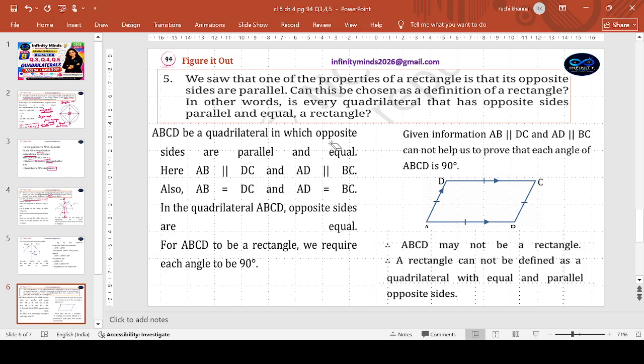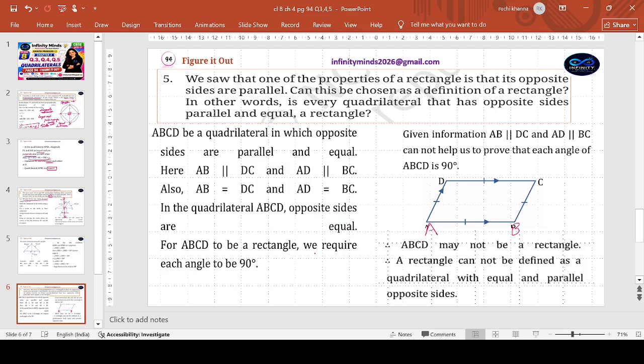Let ABCD be a quadrilateral in which opposite sides are parallel and equal. So your ABCD is a quadrilateral in which opposite sides are parallel and equal. That is, AB is parallel to CD. AD is parallel to BC. Opposite sides parallel. Also they are equal. AB equals CD. AD equals BC. In a quadrilateral, opposite sides are equal.